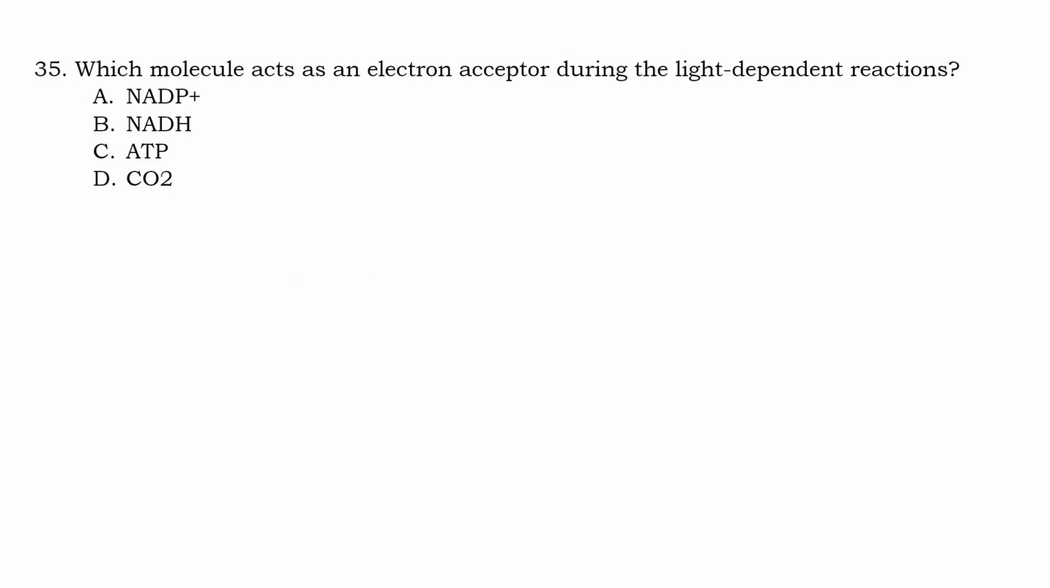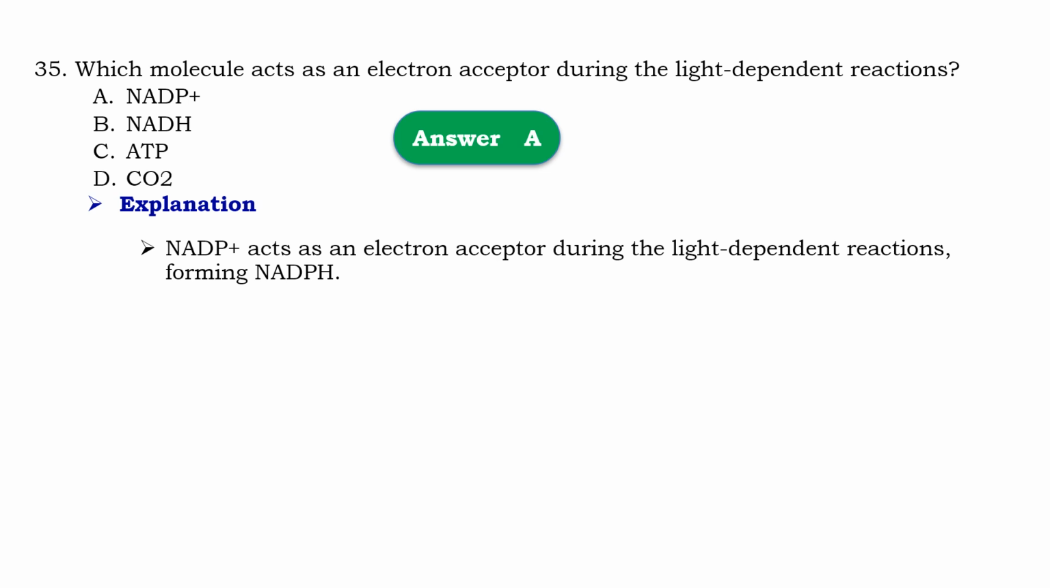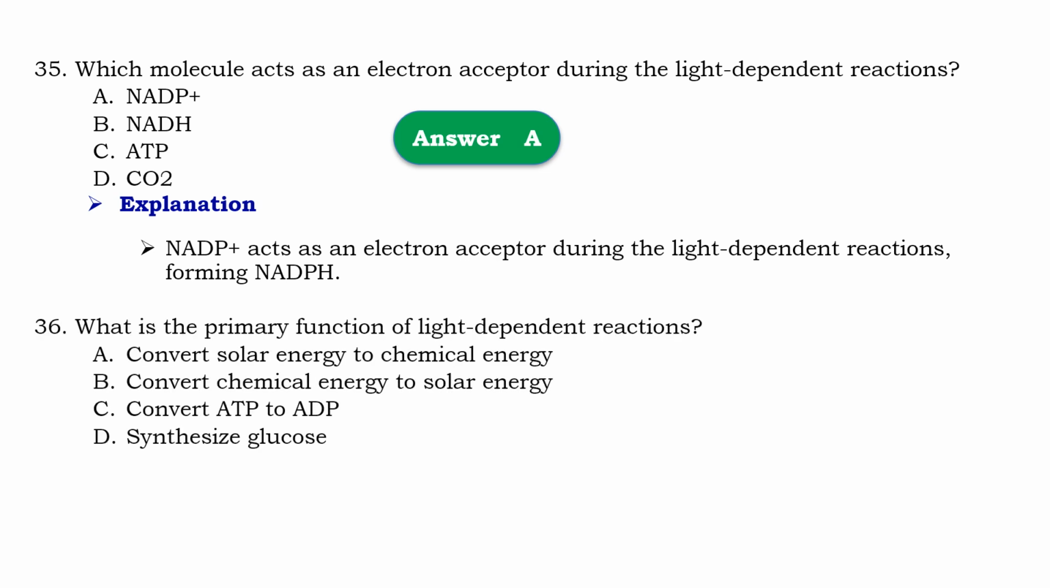Question number 35. Which molecule acts as an electron acceptor during light dependent reaction? ከመከተሉት molecule በላይት ዲፔንደንት ሪአክሽን ጊዜ ኤሌክትሮን አክሴፕት የሚያደርገው የትኛው ሞለኪውል ይላል? So that should be A, NADP plus. Means that NADP plus acts as an electron acceptor during light reaction to form NADPH.